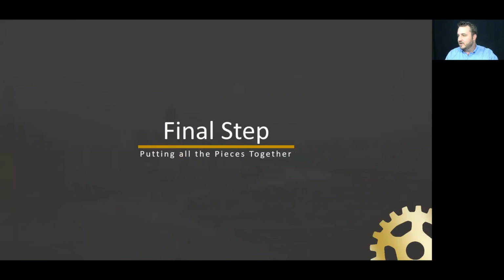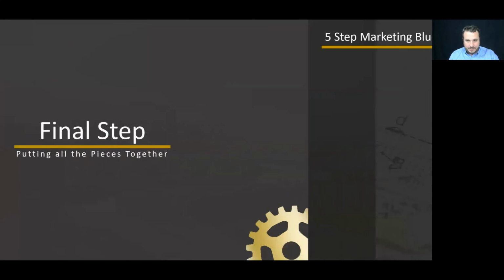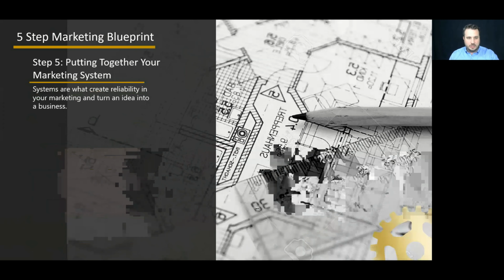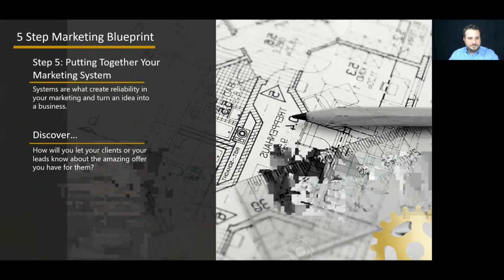So the final piece of all of this, okay? So the final piece of all this, you're going to put all these pieces together into a system. This is the part that becomes magical. So step 5 is assembling your marketing system. This is the entire portfolio of how all these pieces fit together strategically. And the system is what creates reliability in your marketing. This is what creates that ability to accurately predict what's about to happen.